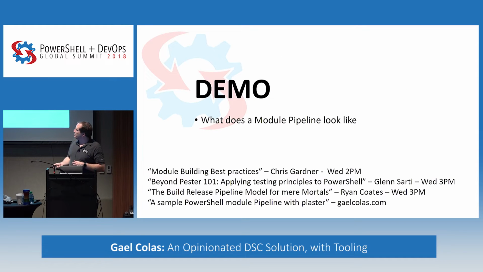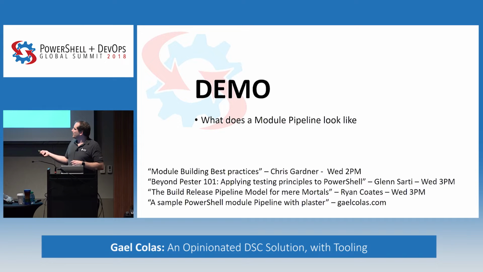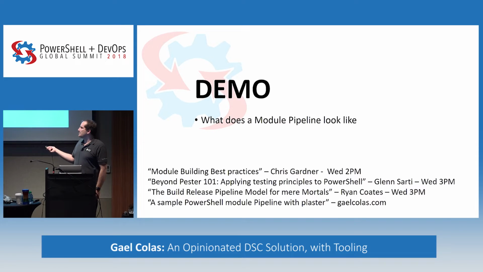I'm going to show you a very quick demo, and I would like to highlight building best practices. I think it's today, 2 p.m., Beyond Pester 101 by Glenn over there. Hands up. Yeah, he's going to do a lot of good stuff about testing, which applies to everything. You'll see, very interesting things. And there's also a build release pipeline model for mere mortals. It's more about the infrastructure. I checked with Ryan. And sample PowerShell module pipeline with Plaster.